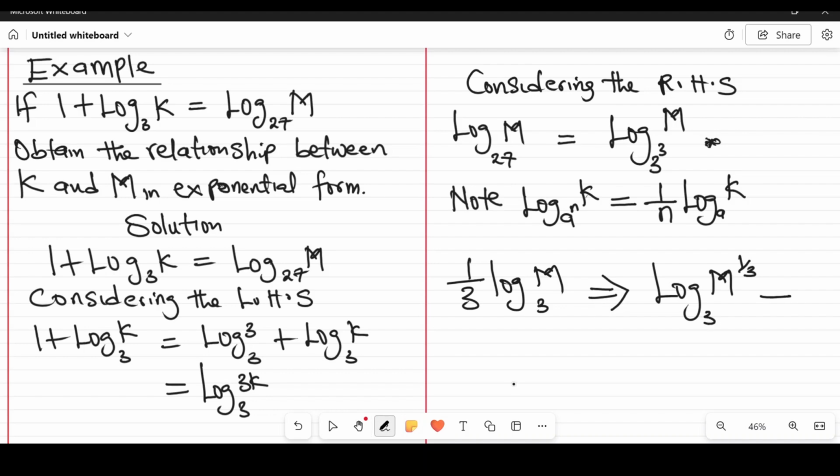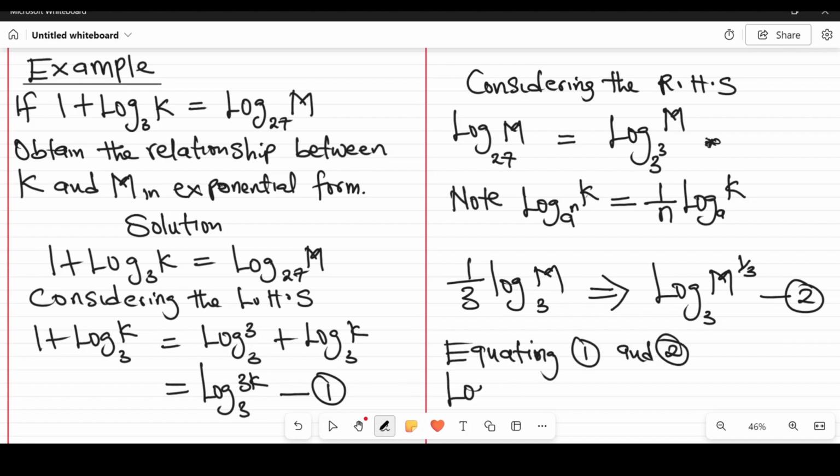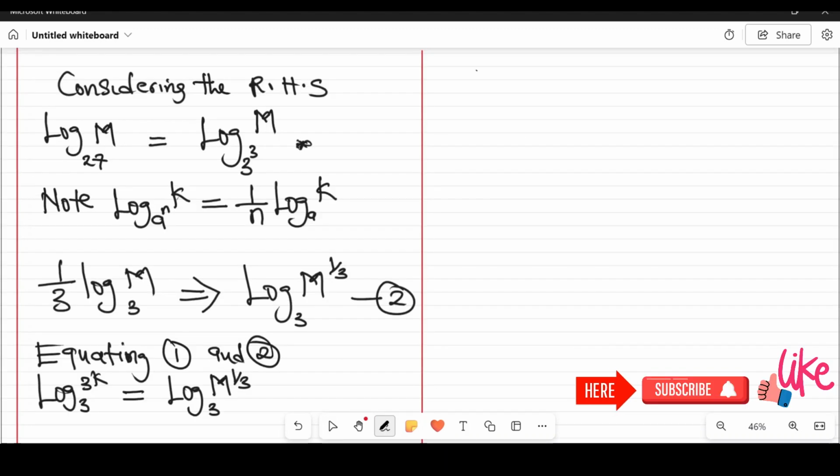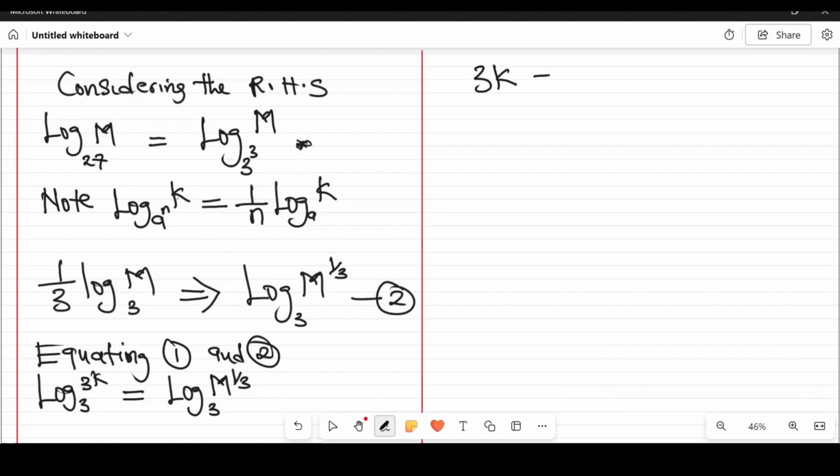I will call this equation 2 and this equation 1. Equating equation 1 and 2, we have that log 3k to base 3 is equal to log n raised to the power of 1 divided by 3 to base 3. Since their bases are the same, we equate the numbers. So we have 3k equal to n raised to the power 1 divided by 3. To eliminate the index of n, we take the cube of both sides.